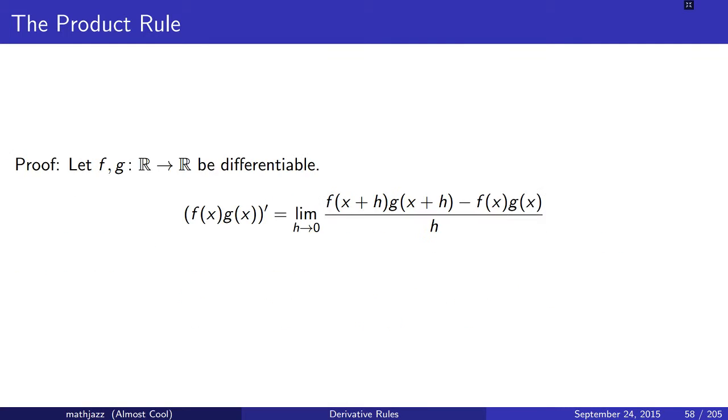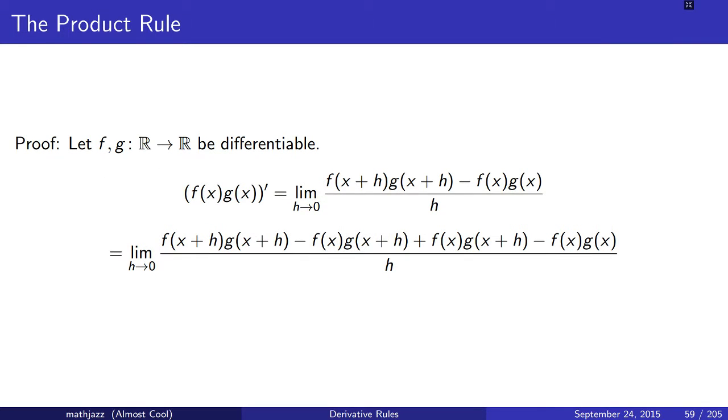So we will now prove the correct product rule. We plug f times g into the definition of derivative. We get this fraction. The derivative of f times g equals the limit as h goes to 0 of f of x plus h times g of x plus h minus f times g over h.